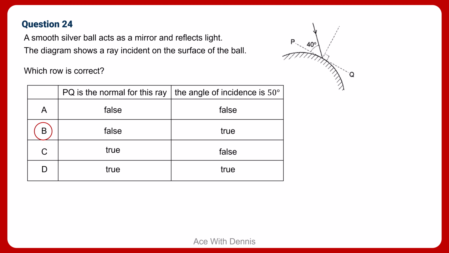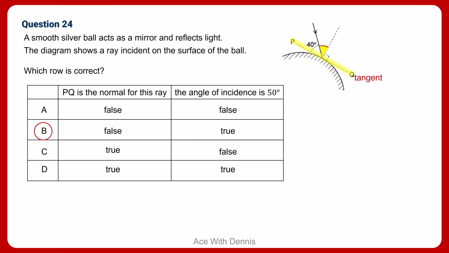The answer is B. First statement is false and second statement is true. So as you can see, PQ is not the normal of the ray, but it is the tangent of the surface. Now, how to determine the angle of incidence? So this is the angle of incidence, and the tangent is perpendicular to the normal.